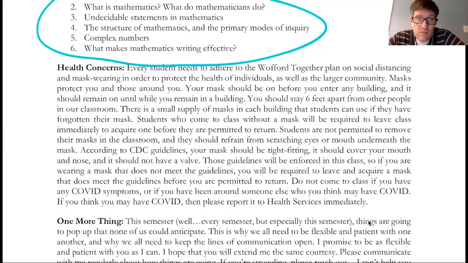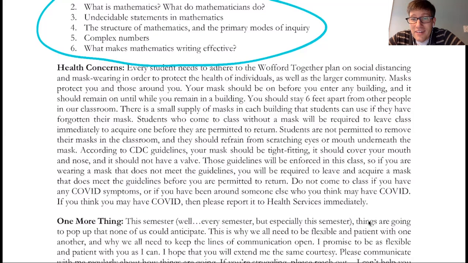Students are not permitted to remove their masks in the classroom, and they should refrain from scratching eyes or mouth underneath the mask. According to CDC guidelines, your mask should be tight-fitting, it should cover your mouth and nose, and it should not have a valve. Those guidelines will be enforced in this class. So if you're wearing a mask that does not meet the guidelines, you will be required to leave and acquire a mask that does meet the guidelines before you are permitted to return.